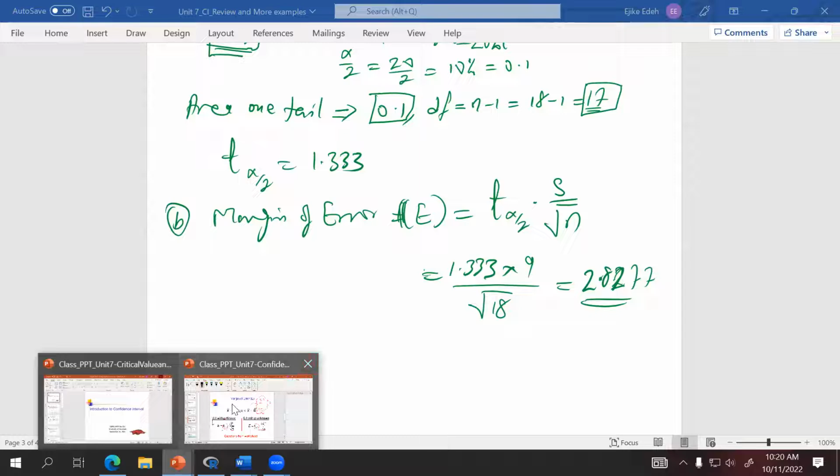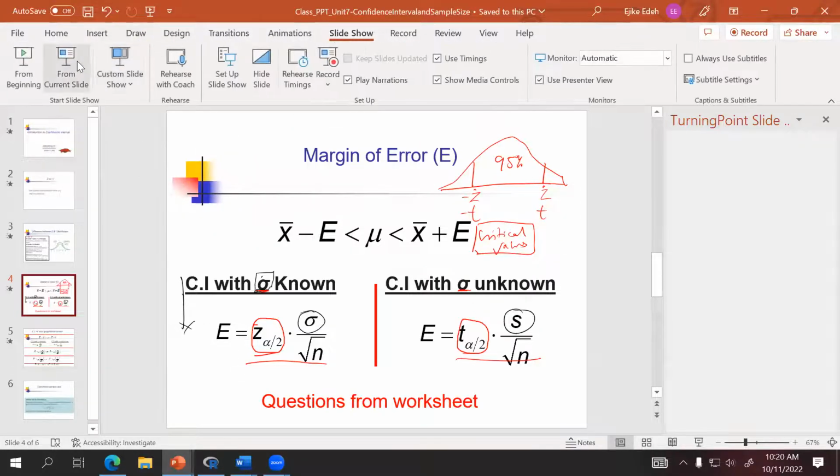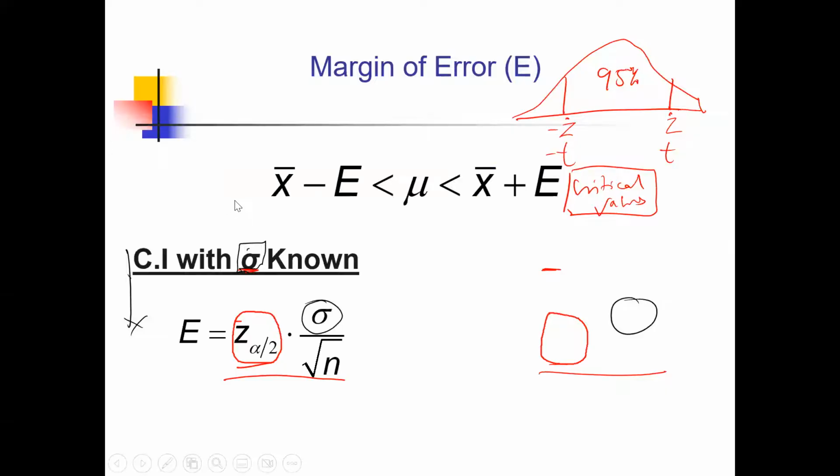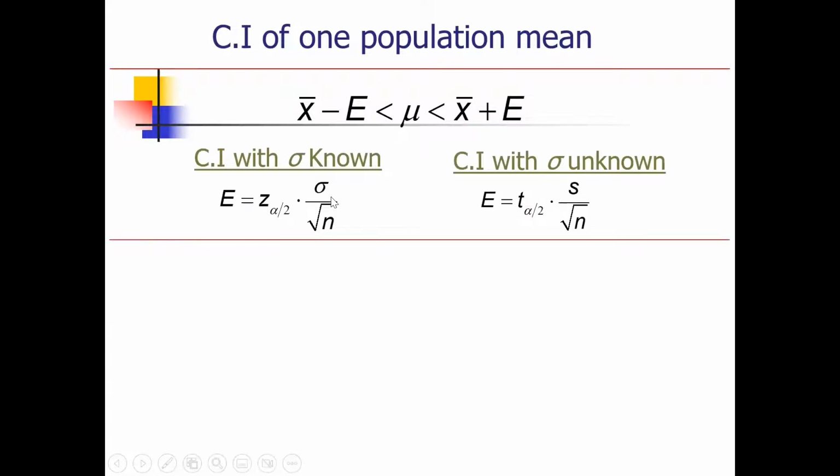Any question on this one? Once you get the margin of error, your E, it's easy to compute the confidence interval, right? So again, you are using the Z critical value if you know the population standard deviation. If you don't know, you're using T, right?